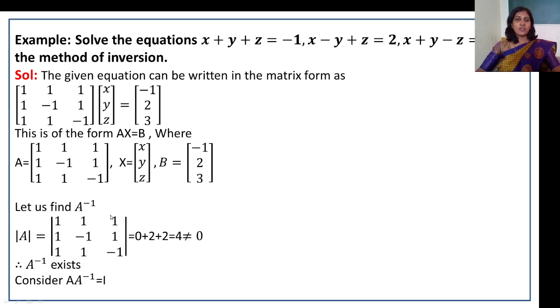Now we have to find A inverse. For that we have to find the determinant of A. If we expand this determinant, we will get 4, which is not equal to 0. So A inverse exists. Now consider A into A inverse is equal to I. Consider the equation. We use elementary transformation here. It is totally your choice, that is, use elementary transformation or the adjoint method.